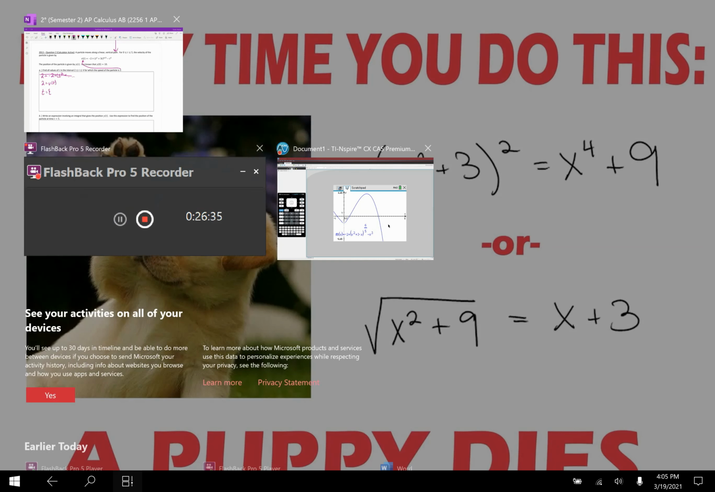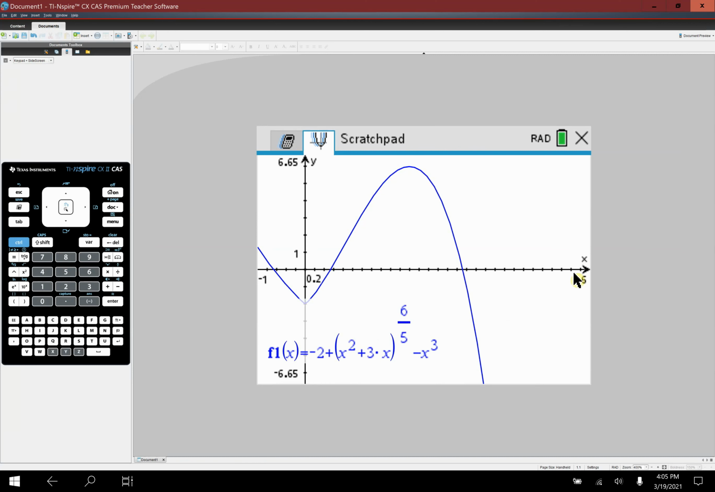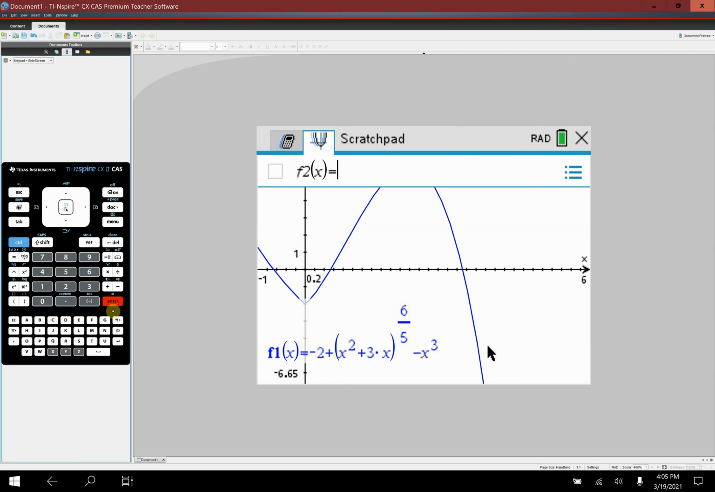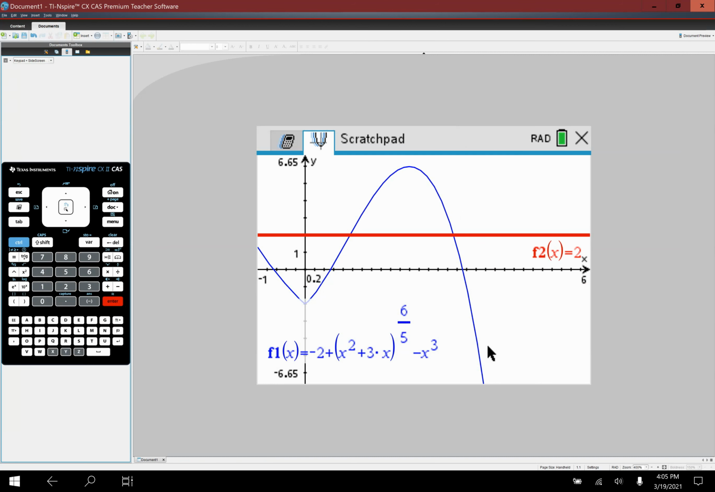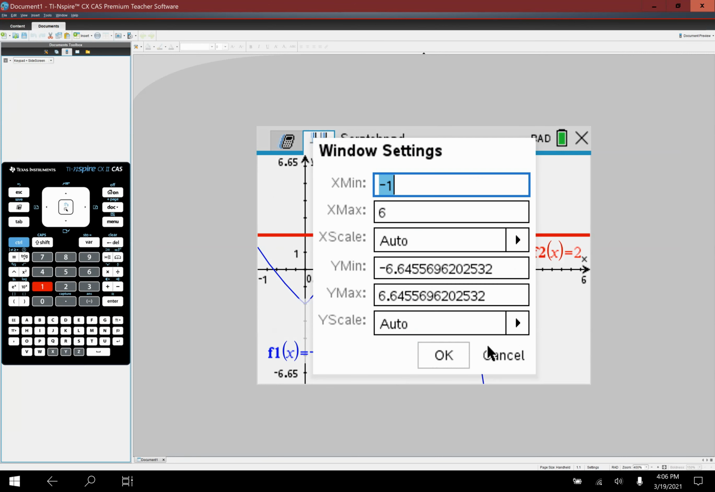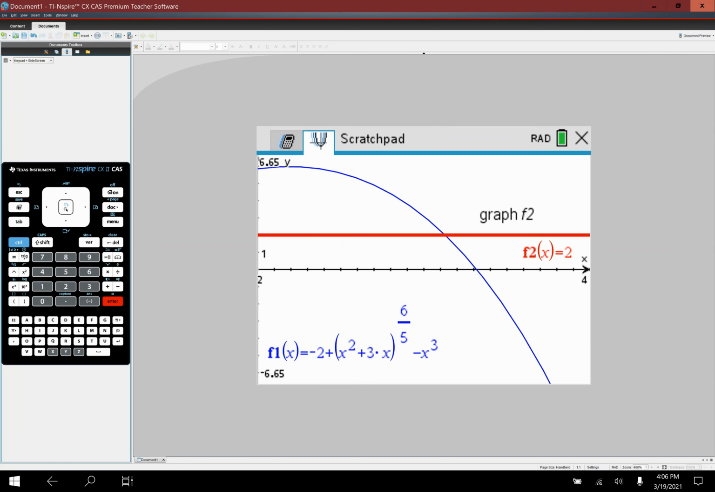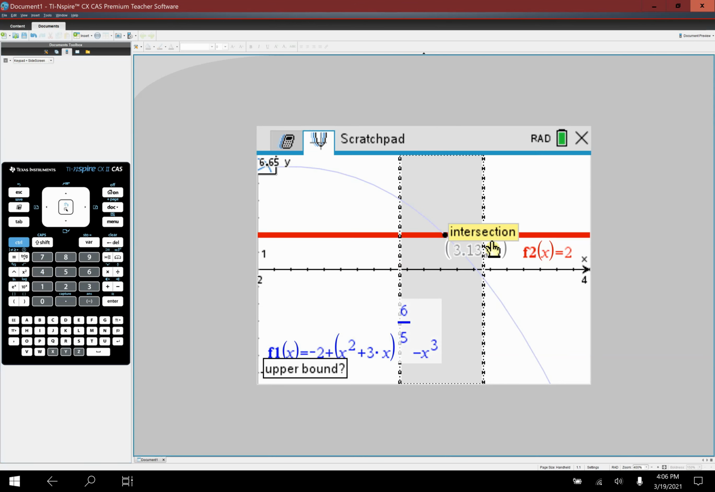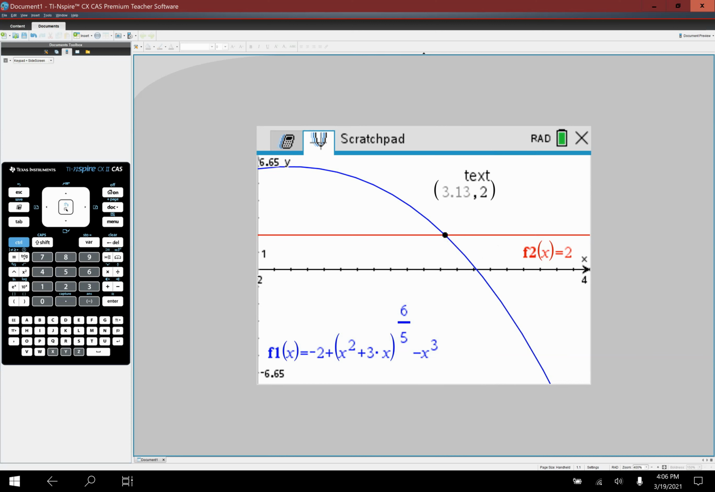Now, I've already set up my velocity equation in my calculator right here. I messed around with the window, went from 0 to 5, so negative 1 to 6. I'm just going to go ahead and hit tab and graph the equation 2. There we go. We're only looking between 2 and 4 on this, so I'm going to adjust the window really quickly. Window settings. We're just going to go between 2 and 4. Breaking my own rule, but either way, you can clearly see there's only one intersection. Menu, analyze graph, let's find that intersection right here. And I'm certainly not going to trust that 3.13. We're going to hit the plus a few times. There we go. 3.127.